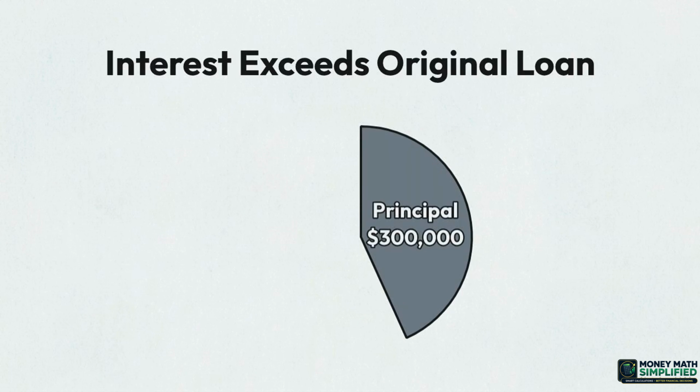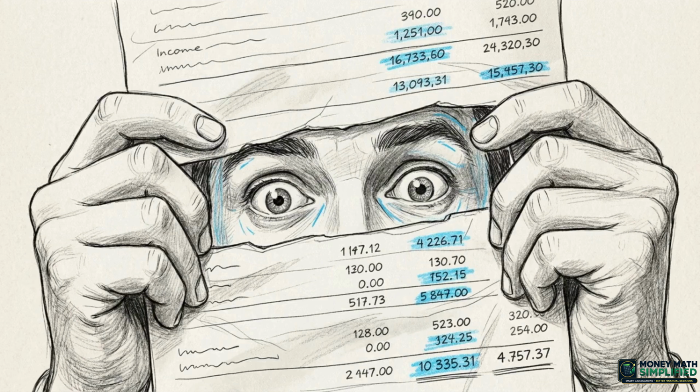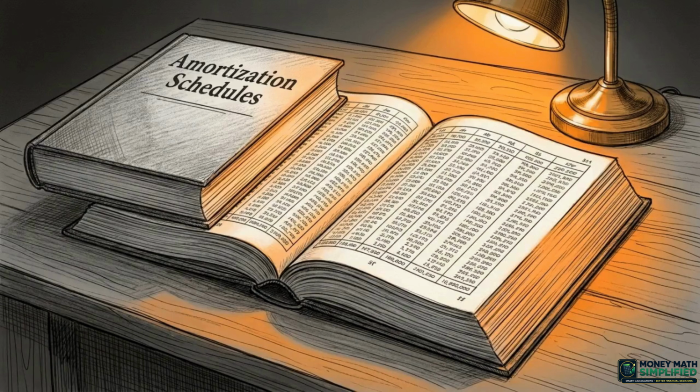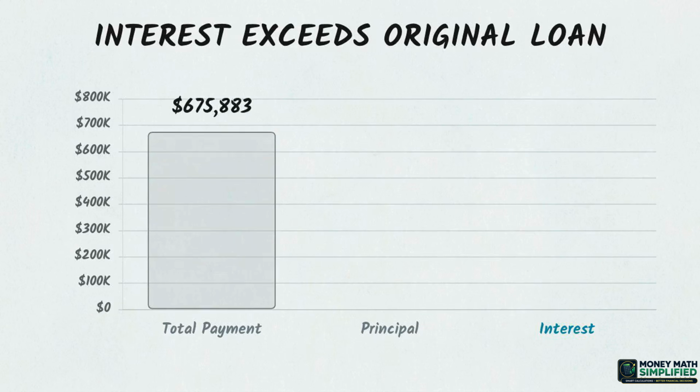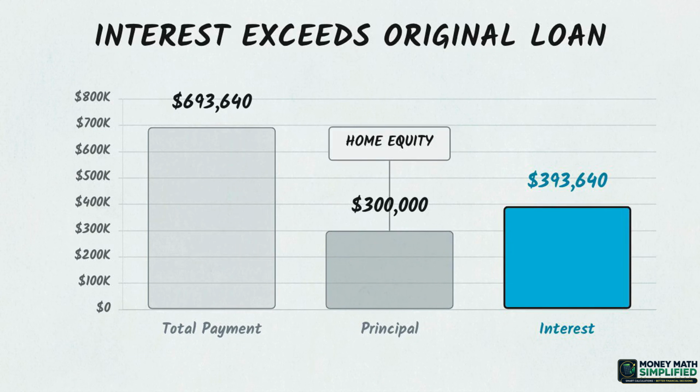Look closely at how that total breaks down. You originally borrowed $300,000, but over 3 decades you are paying $393,640 in interest alone. Seeing that the interest costs more than the house itself often causes sticker shock, but this is the standard mathematical reality of any long-term amortization schedule. By separating principal from interest, the calculator shows exactly how much of your money goes toward the loan balance versus the cost of borrowing it.